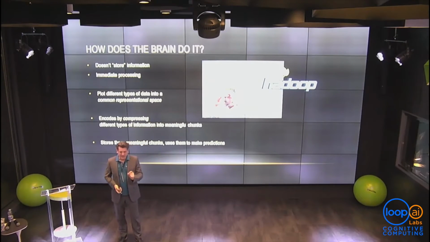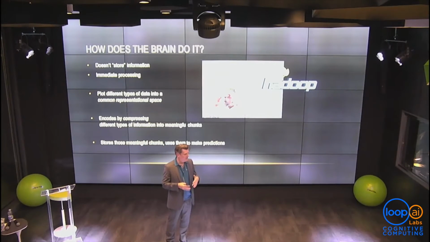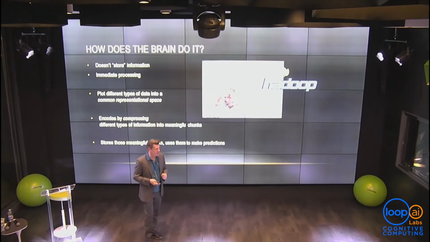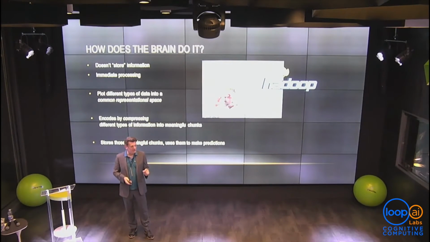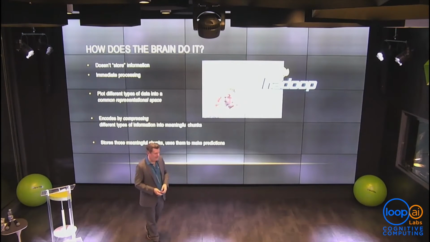What it does is it immediately processes that data, and then it takes that data and it will plot different types of data from different senses into a common representational space, okay? And it encodes it by compressing different types of information into meaningful chunks. So it's not storing the raw data, it's taking it in, plotting it into a common space as these sort of fused meaningful chunks. And then it stores only those meaningful chunks and uses those to make predictions, to make models about the world, to figure out how to get back to the restaurant you were at last night, that type of thing.